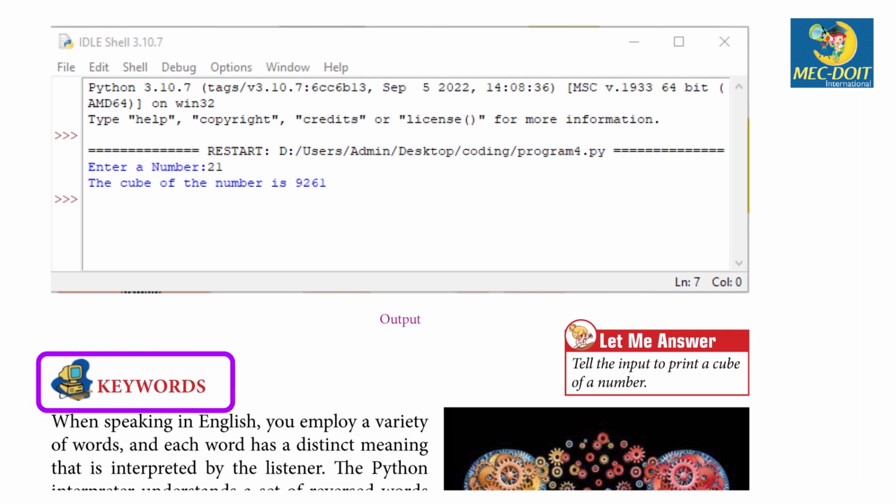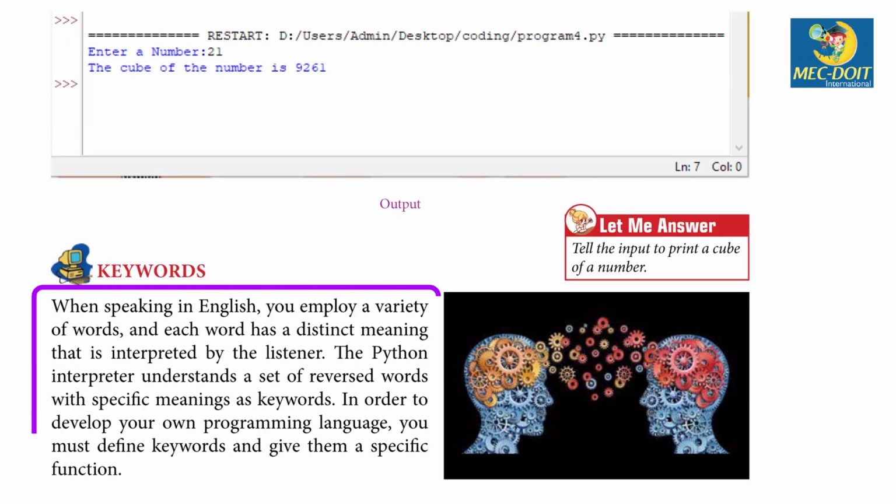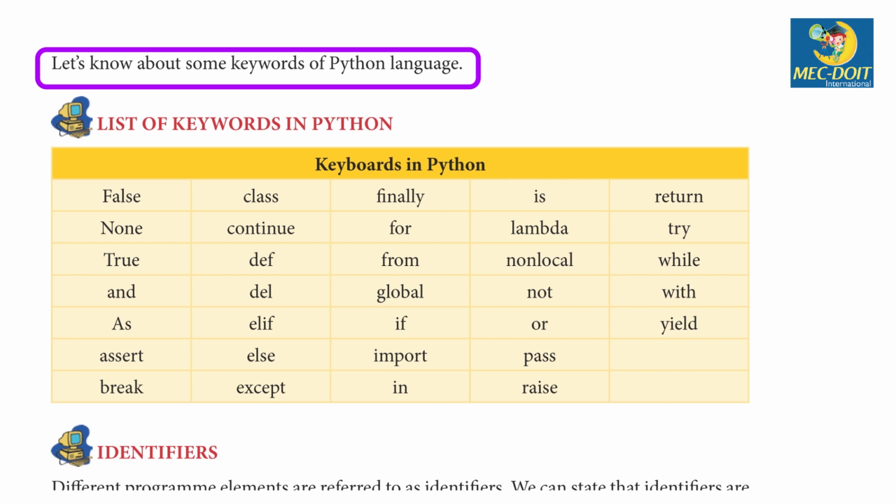Keywords. When speaking in English, you employ a variety of words, and each word has a distinct meaning that is interpreted by a listener. The Python interpreter understands a set of reserved words with specific meaning as keywords. In order to develop your own programming language, you must define keywords and give them a specific function. Let's know about some keywords of Python language.